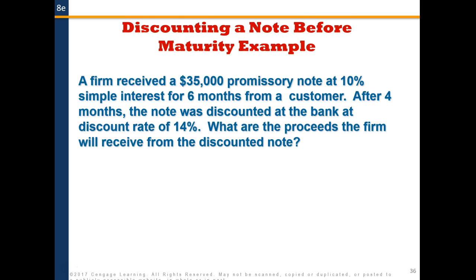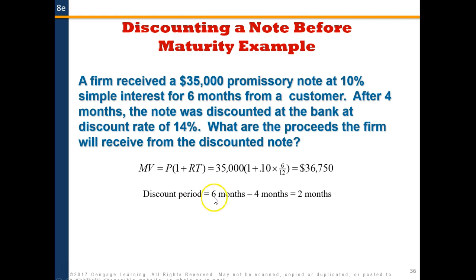So here's an example. A firm received a $35,000 promissory note at 10% simple interest for 6 months from a customer. After 4 months, the note was discounted at the bank at a discount rate of 14%. What are the proceeds the firm will receive from the discounted note? Okay, so the maturity value we calculate on a $35,000 promissory note is $36,750. So the discounted period was 2 months.